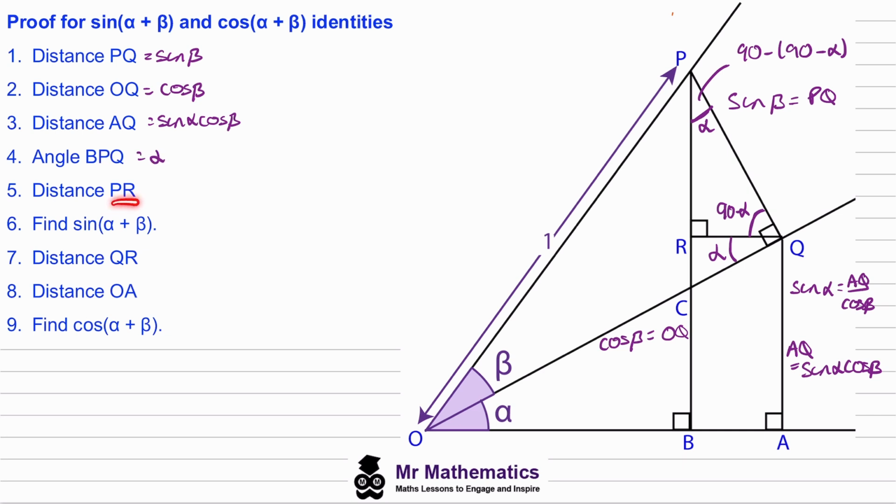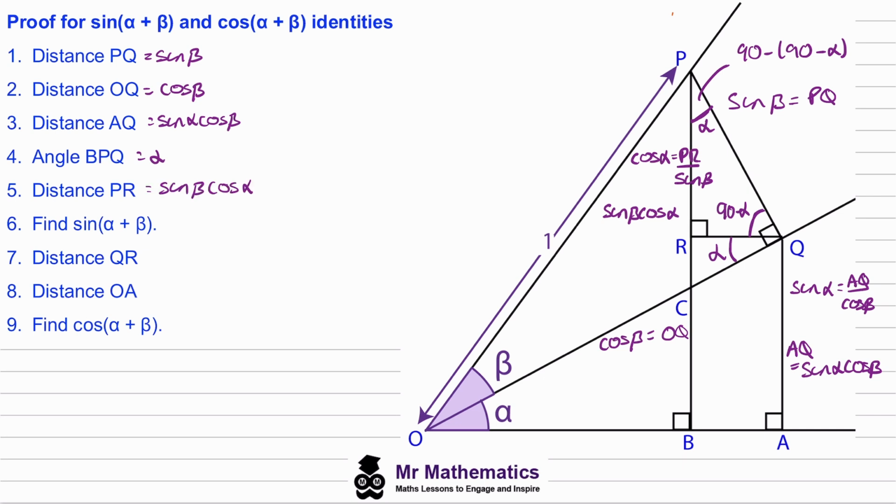And distance P to R is the adjacent side of this triangle. So the cos of alpha will be the adjacent divided by the hypotenuse, which we know is sine beta. So P to R will be sine beta cos alpha.